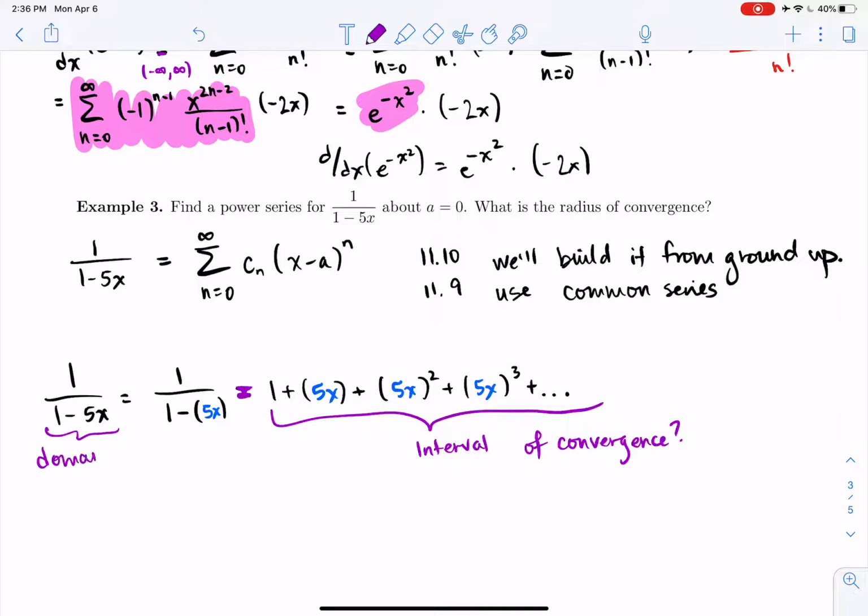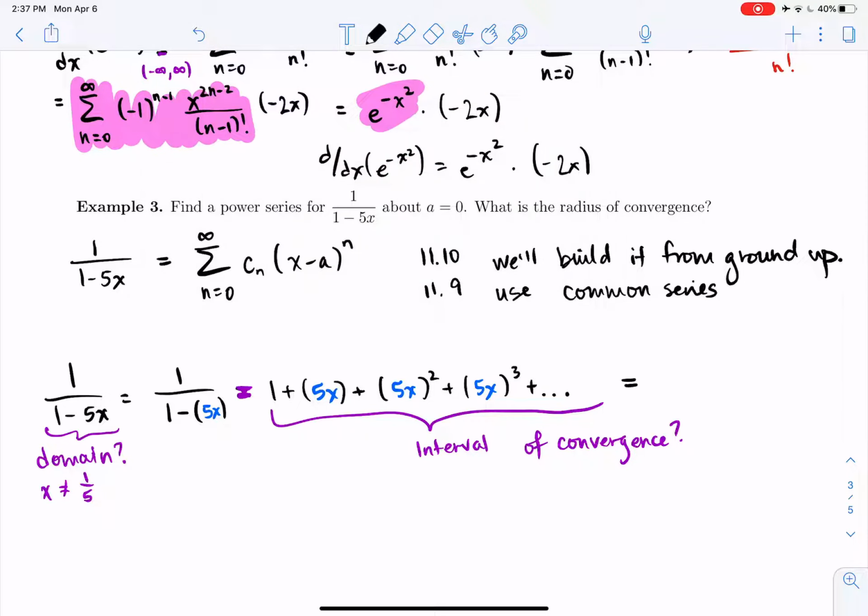So the domain of our original function is any x value that's not 1 over 5, right? If you plug 1 over 5 in for x, you've got 0 in the denominator, and that's bad. However, there are no other values of x that would make this function undefined. So we can't have positive 1/5. As for the power series, this is a geometric series.